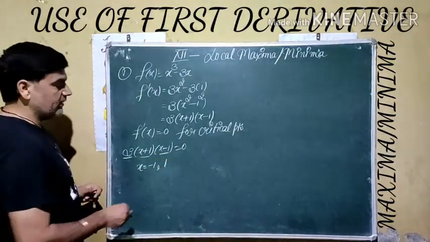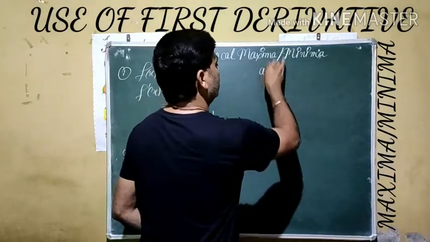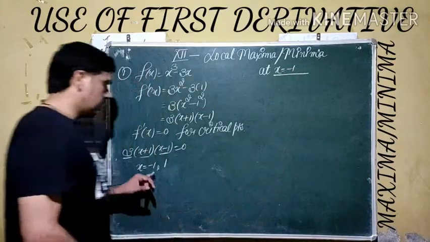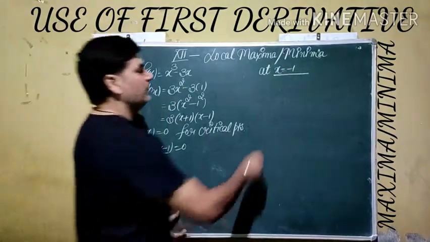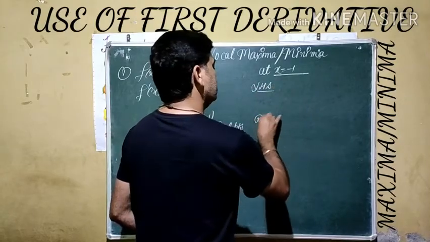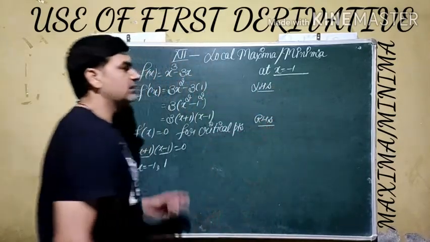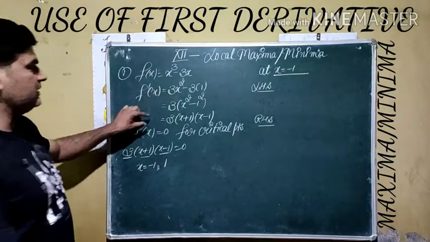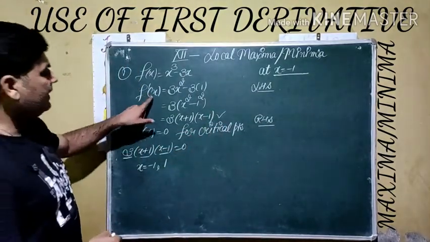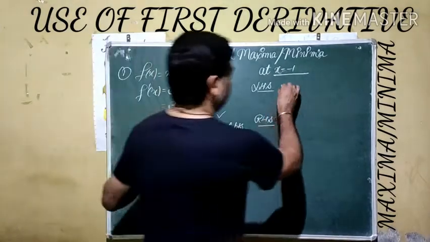So we are going to check at the critical points. First of all, we are going to test at x equal to minus 1, the first critical point. Our rule is we check firstly on the left hand side, then on the right hand side, and then we identify the sign of the given function. This is the first derivative. We have to check here. 3 is always positive.